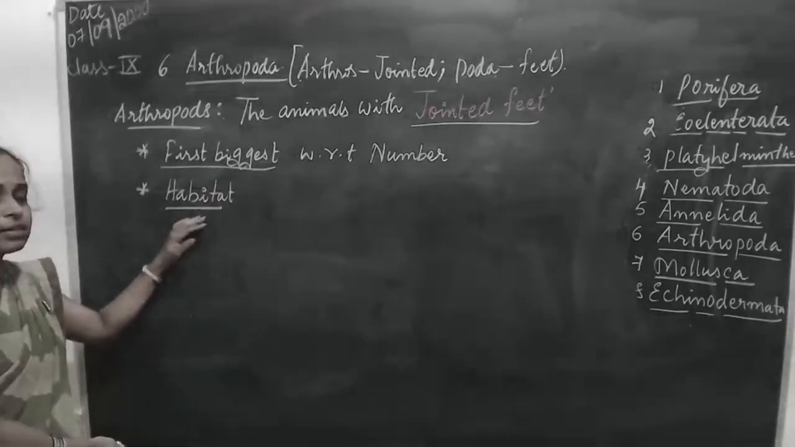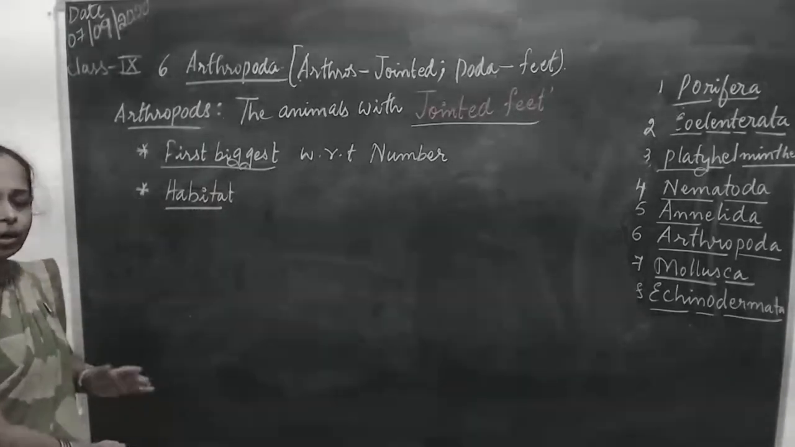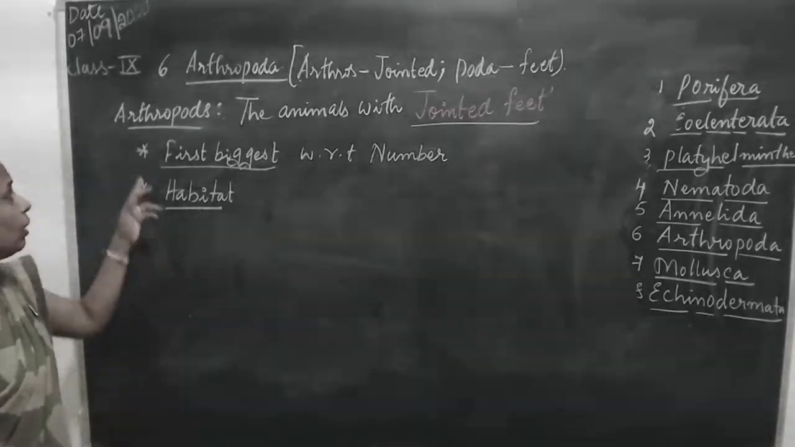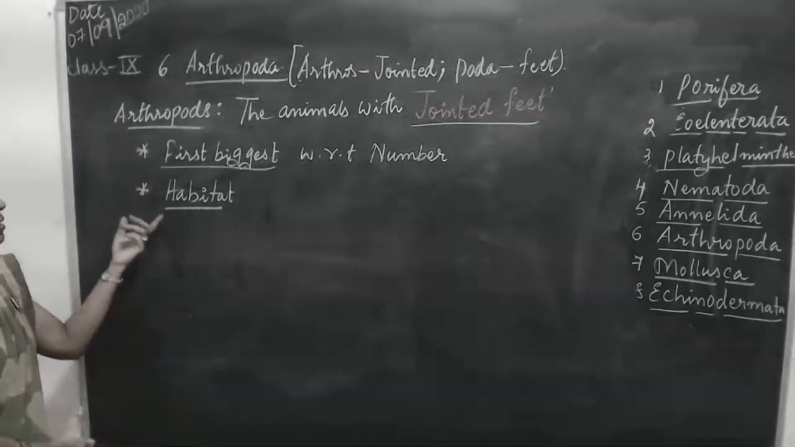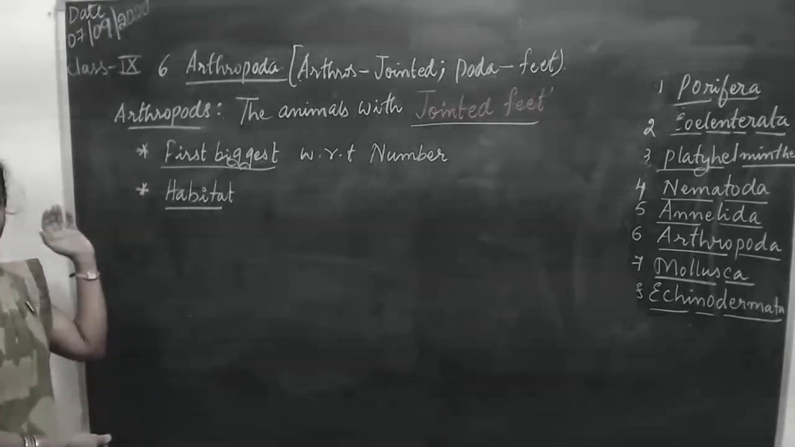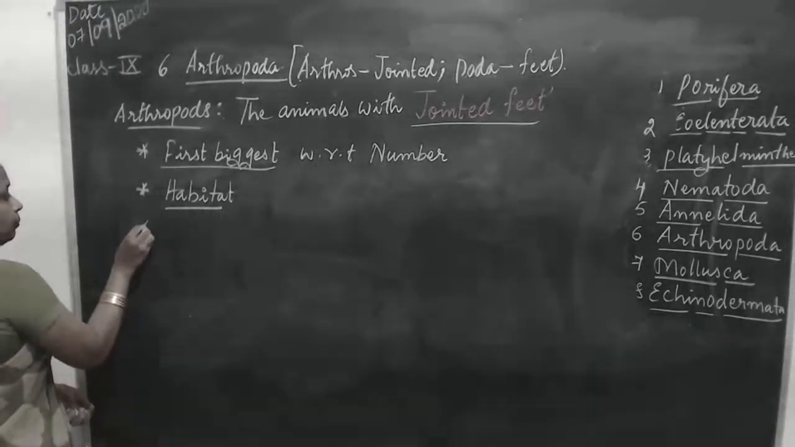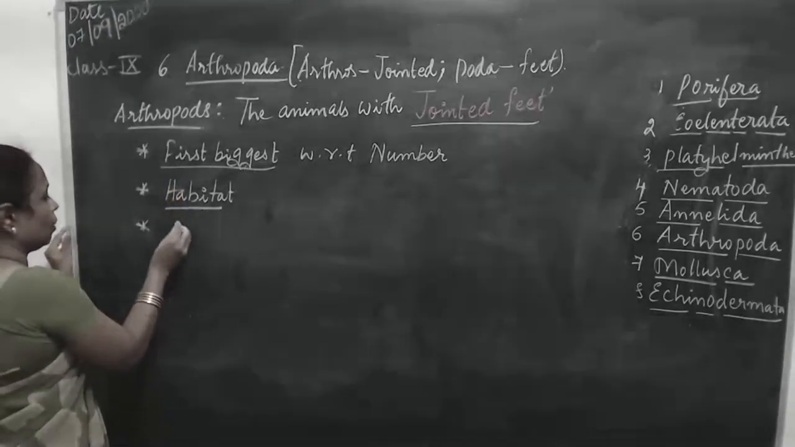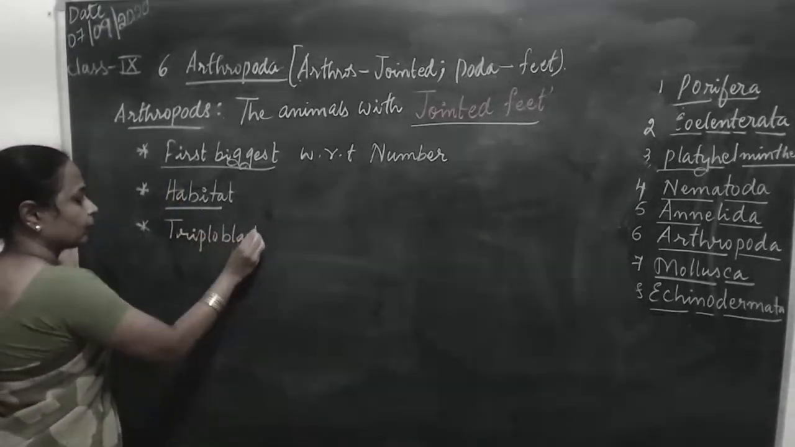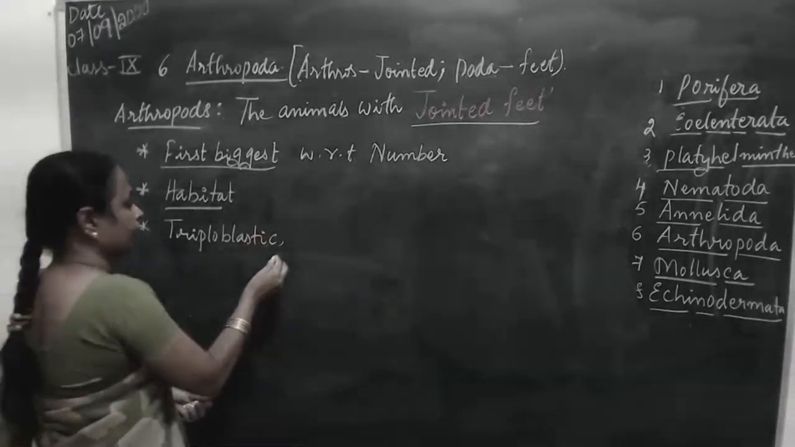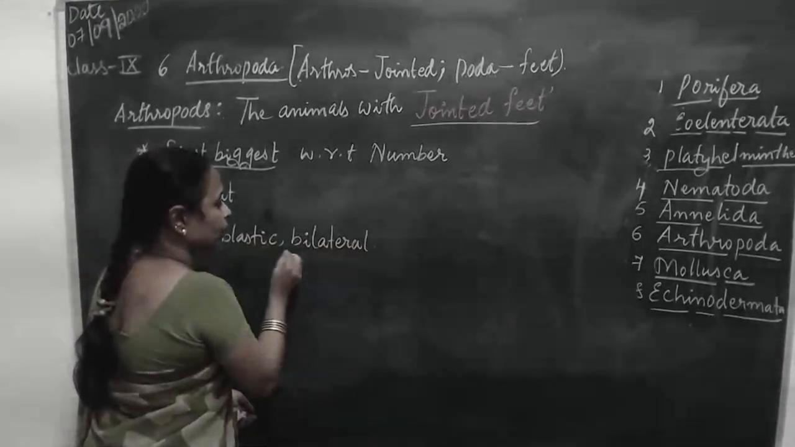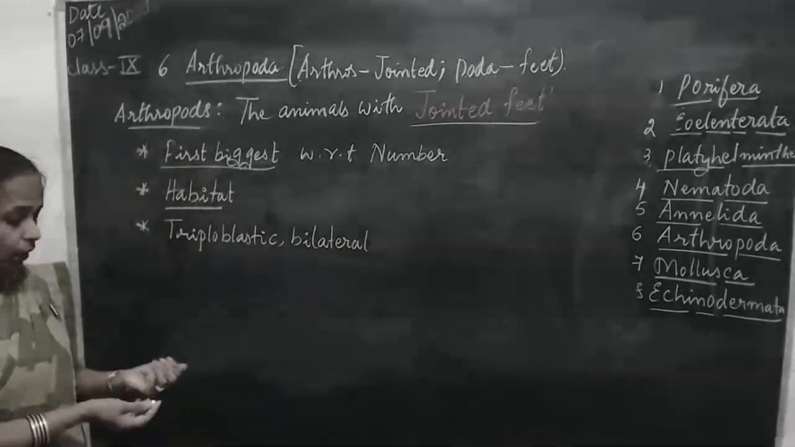If a person is capable of adjusting to all types of climatic conditions, then he or she will be able to survive anywhere. Same way, arthropods are the first biggest phylum because of the habitat. They are found in almost all habitats. Then, this is an organism which is triploblastic, with respect to three layers, and they are also bilaterally symmetrical. If you take an organism, you can divide it into two equal halves.